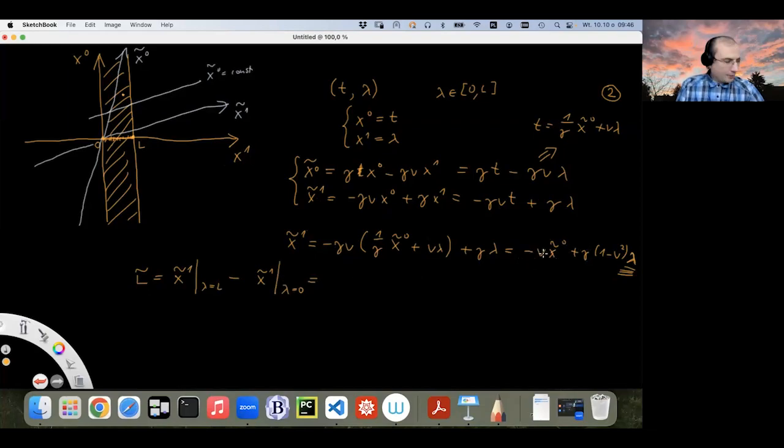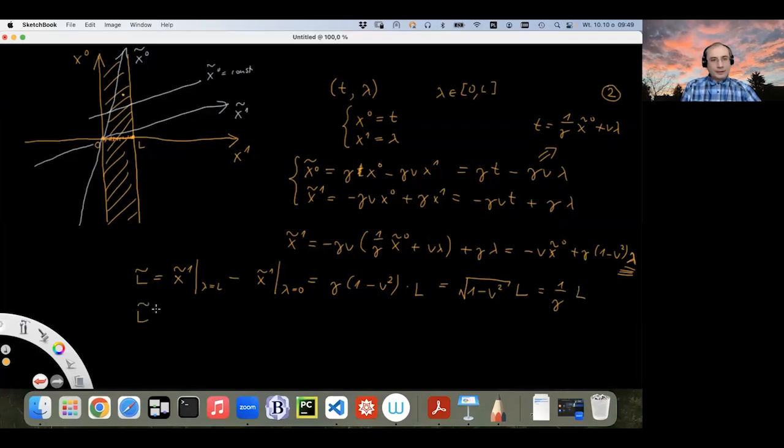This term over here will simply subtract, it will not matter. And here from these two terms, we get gamma times (1 minus v squared) L, because for L, this is this term times L. For lambda equals 0, this also vanishes, so we're left with that. And now in the last point, we remind ourselves what gamma really was. It was 1 over the square root of 1 minus v squared, so we are left with 1 over gamma L.